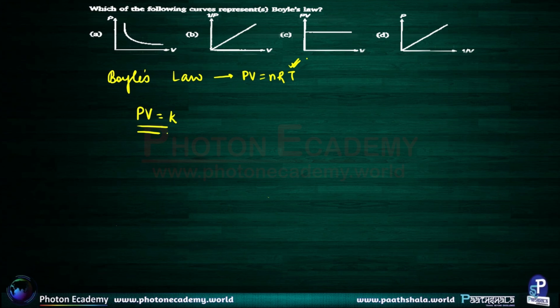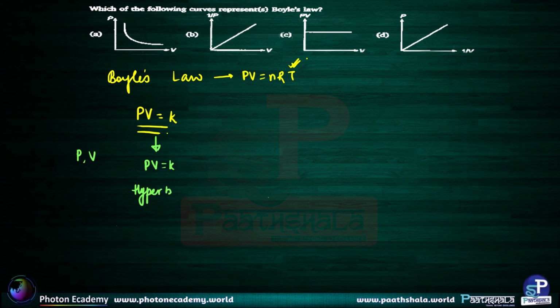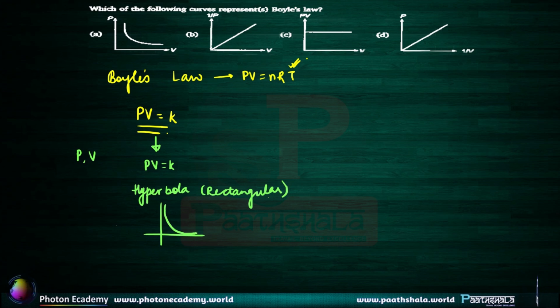So let's see the first graph. It is a graph between pressure and volume. Between pressure and volume, we have the equation PV is equal to K, which is the equation of a hyperbola, rectangular in nature. And a rectangular hyperbola looks like this. Analytically, we can say that as V goes to infinity, that is this part of the graph, P goes to 0. And as P goes to infinity, that is this part, V goes to 0. So the first option is correct.